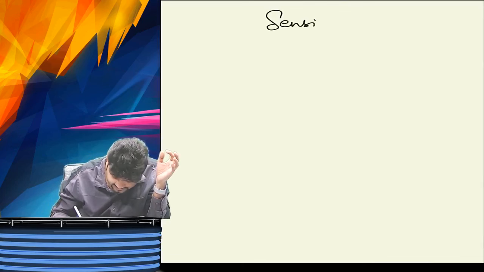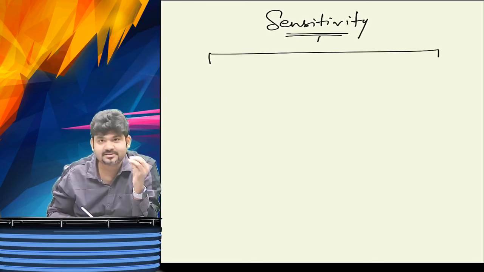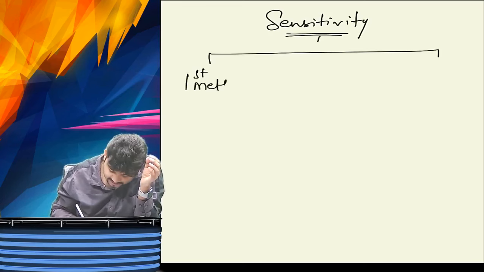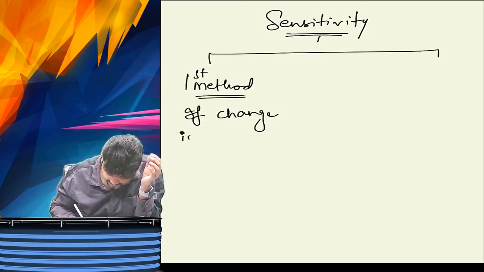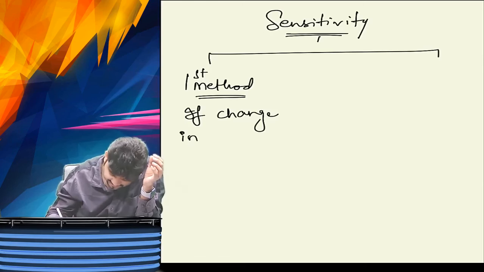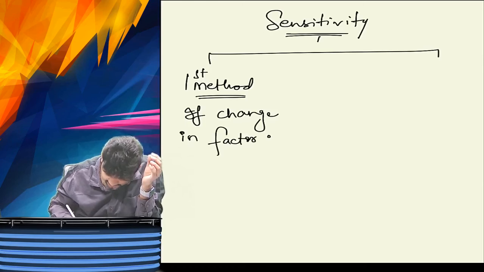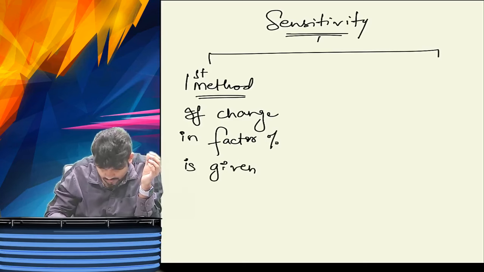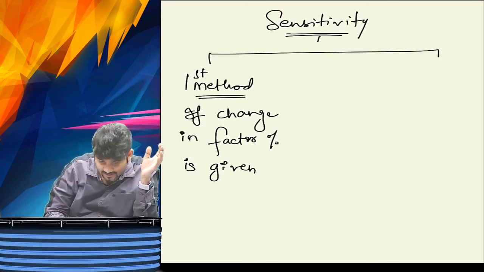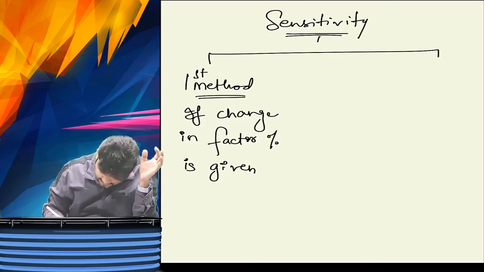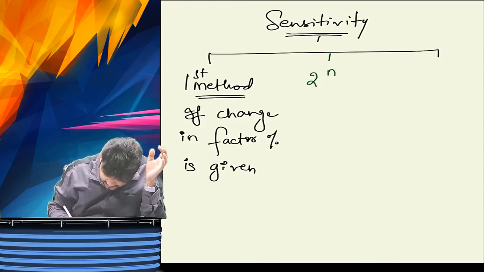So this is one method. So in case of sensitivity, there are various methods. First method is what I taught you all. This is if change in variable is given, change in factor percentage. So this was your first method. Now there are other methods also for sensitivity. Pay attention. Now the second method.